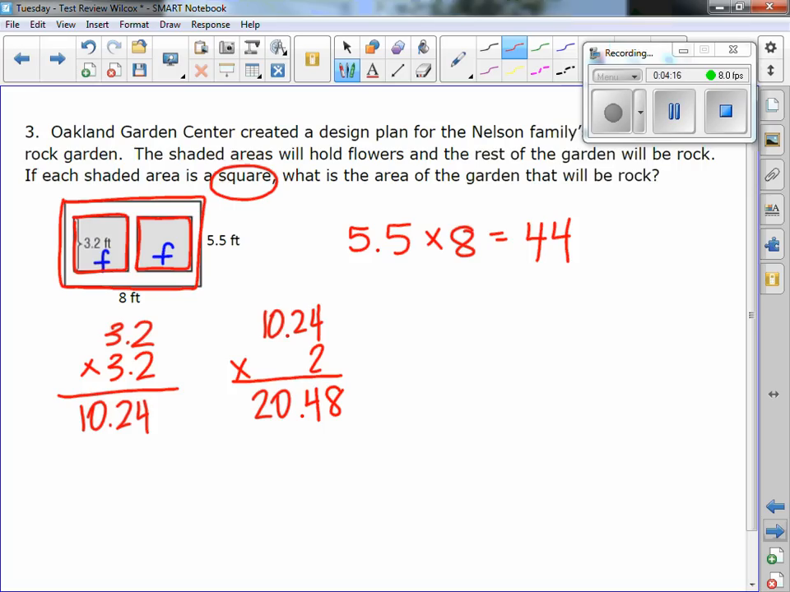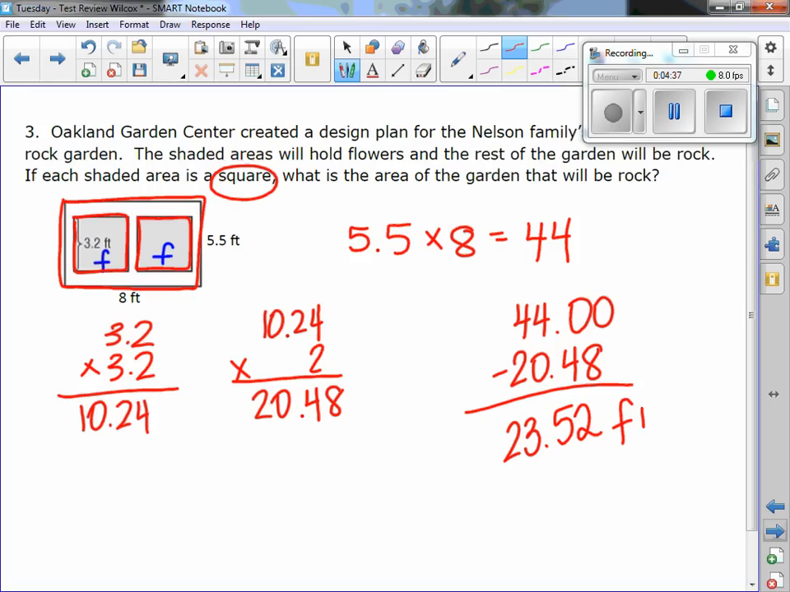So subtract that, and remember, when we add and subtract decimals, they have to be lined up. So 44.00 minus 20.48 will bring me to what's left over that's only going to be covered with rocks. And when you subtract that, you get 23.52 square feet because it is area.